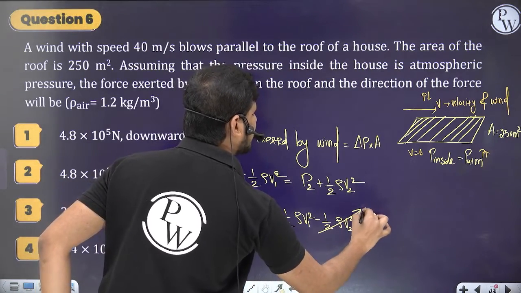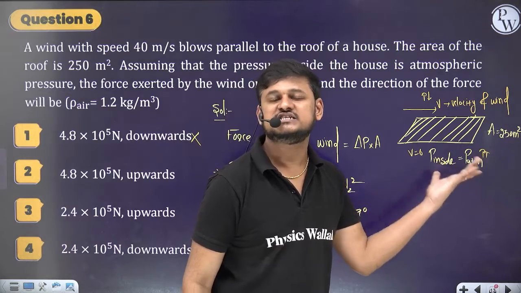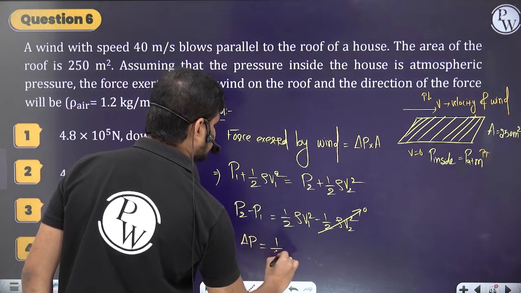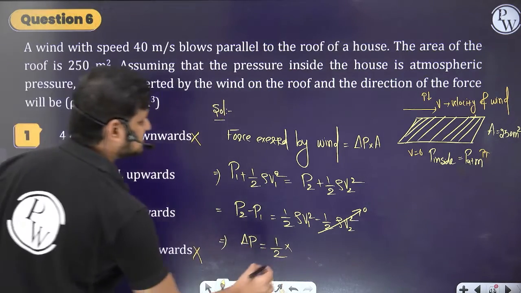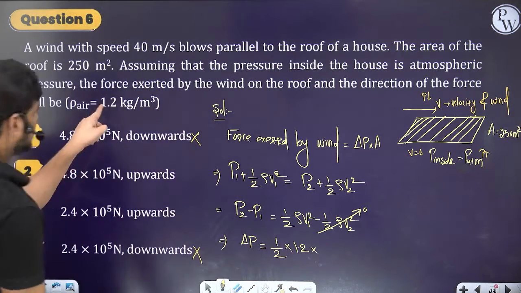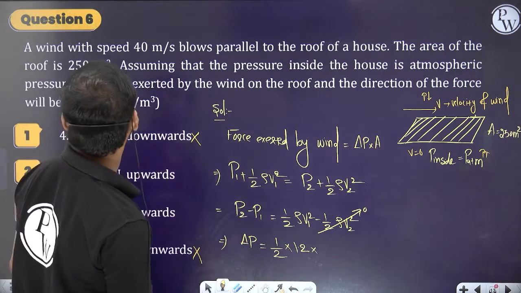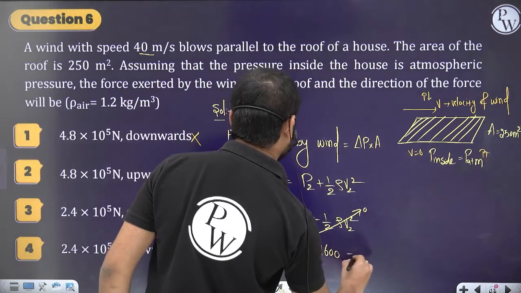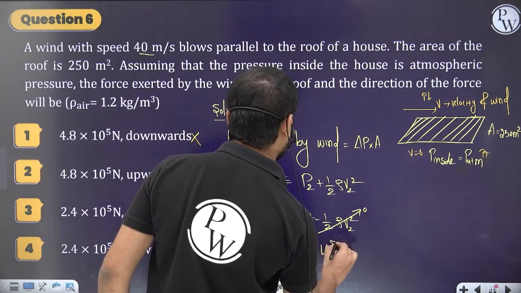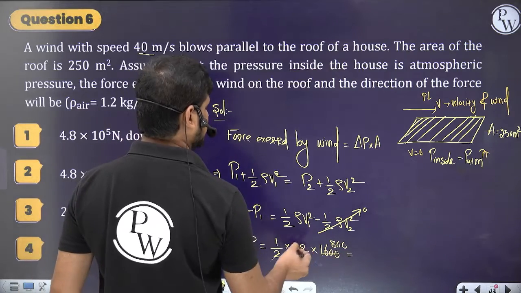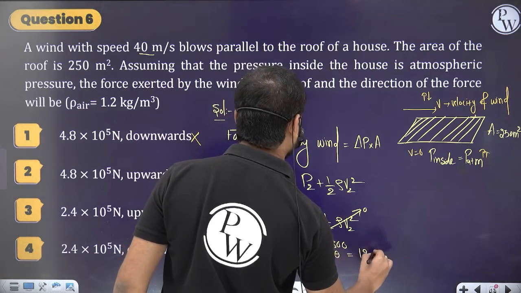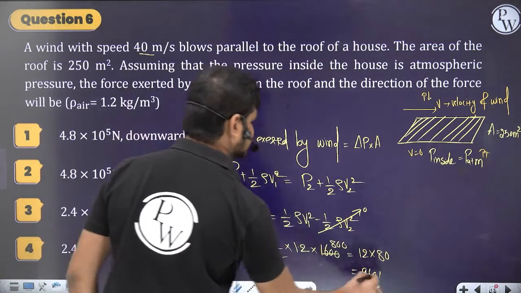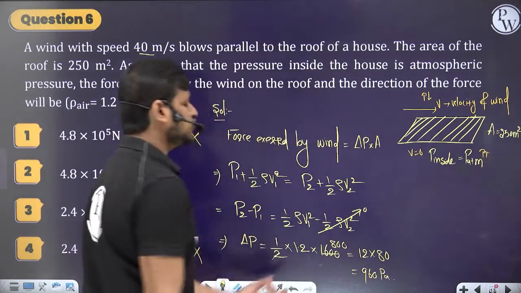I can take this term as 0. Why? Inside, the velocity of the wind is 0. So the pressure change is equal to half into the density of the air, which they considered as 1.2 in the question, into V1 square, 40 square, which is 1600. Half of that is 800, and 1.2 into 800 is 960. So this is 960 pascals, or newton per meter square, the pressure difference.